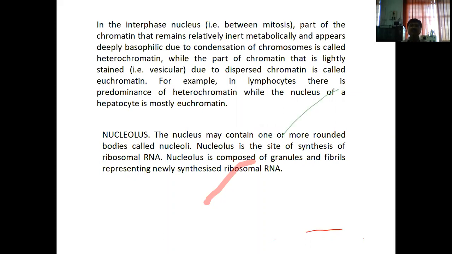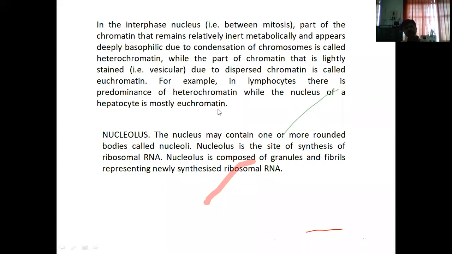For example, in lymphocytes we generally see heterochromatin, predominance of heterochromatin meaning a large quantity of heterochromatin, while the nucleus of a hepatocyte is mostly euchromatin. That is the idea regarding this nucleus part.